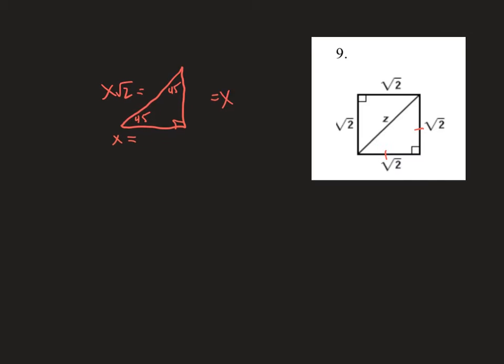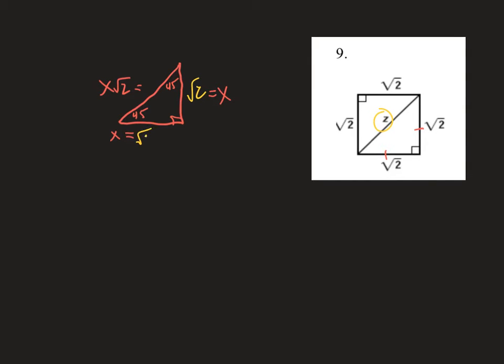And I know that my model states that the legs are worth x and the hypotenuse is worth x rad 2. And I'm looking for the value of z. Okay, no problem. So I just need to solve for x. I know that x is worth rad 2. All right, so this is also worth rad 2.